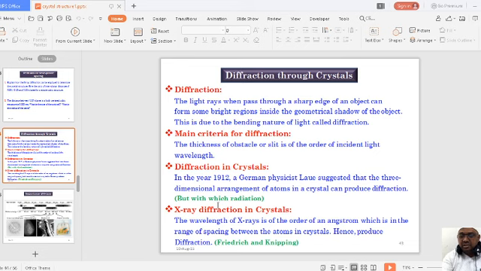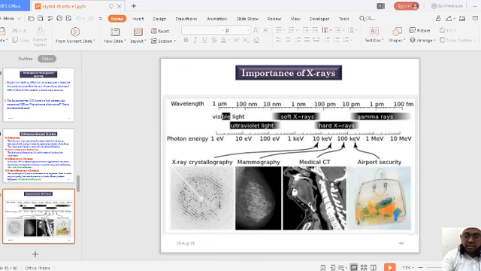Diffraction in crystals was introduced to us by the German physicist Laue, who suggested the three-dimensional arrangement of points, that is lattice points or atoms, in a crystal which produce the diffraction. For X-ray diffraction in crystals, the wavelength of X-rays is on the order of an angstrom.